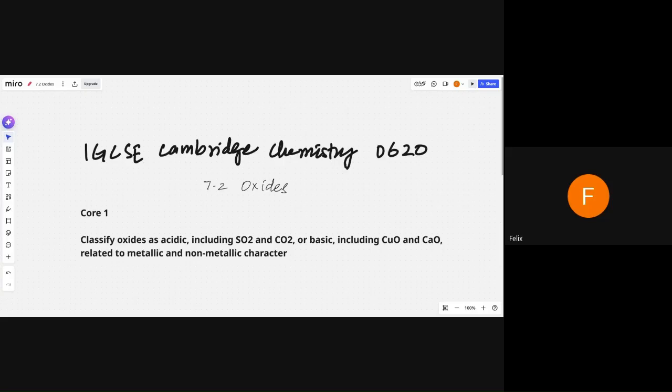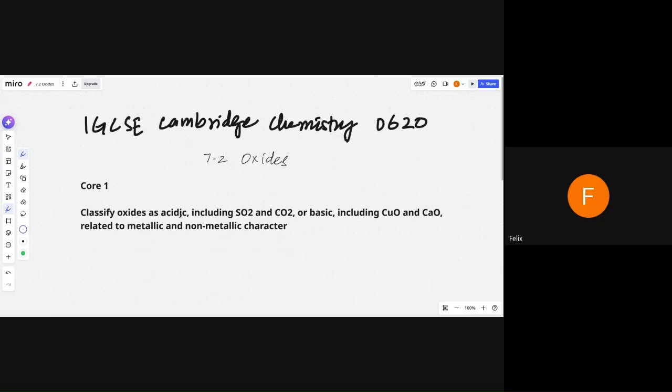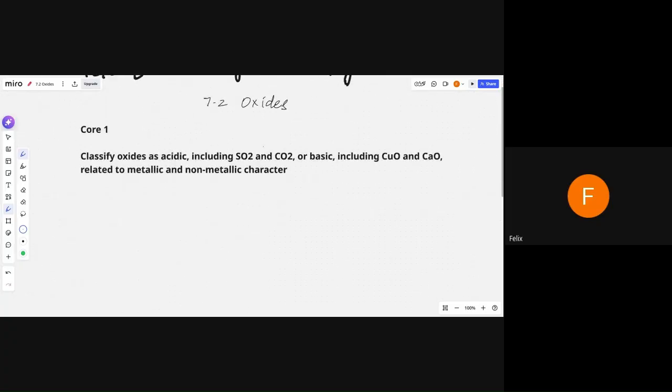So in this lesson, we are learning about 7.2, which is oxides. The first topic says: what are oxides, and classify oxides as acidic, including SO2 and CO2, sulfur dioxide and carbon dioxide, or basic, including copper oxide and calcium oxide, related to metallic and non-metallic character. This is a very simple topic, 7.2.